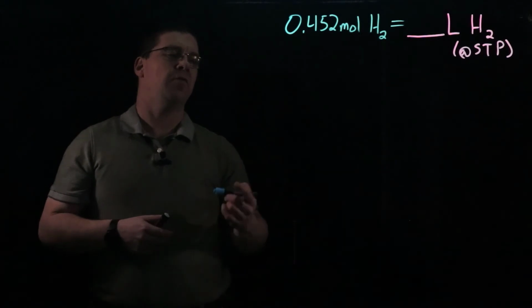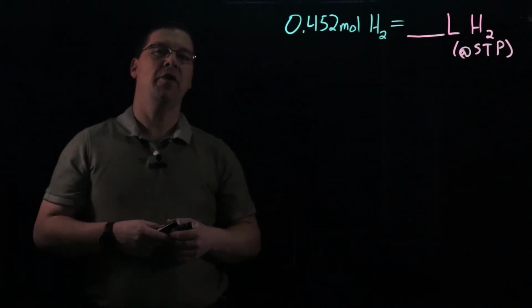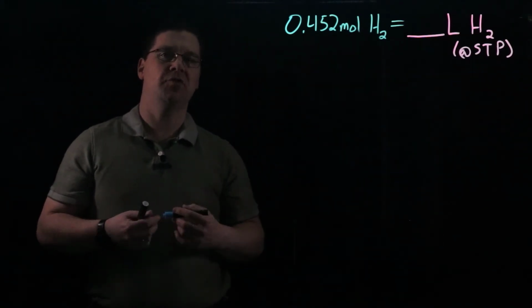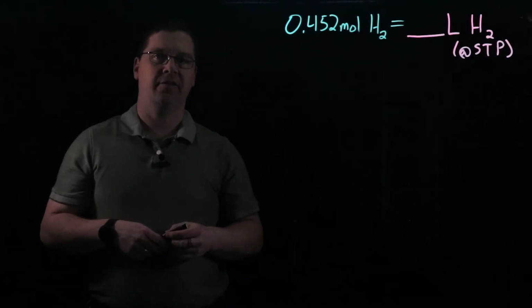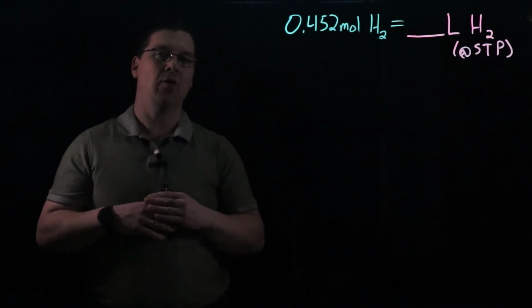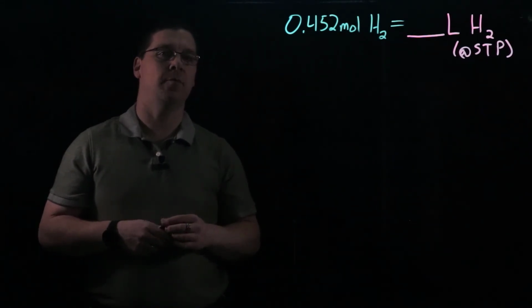So in order to convert from moles of a gas at STP into volume of gas at STP, we need to use the molar volume, which is 22.4 liters of gas for 1 mole of that gas. And that value is true no matter what the identity of the gas is. It only depends on that gas being at standard temperature and pressure.